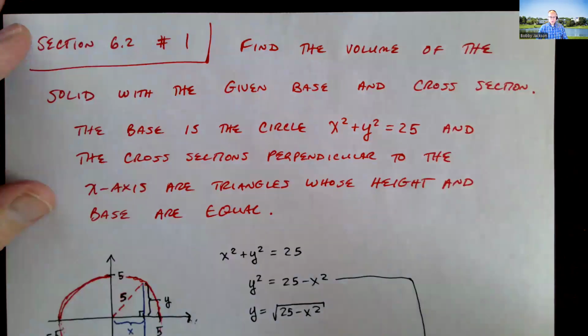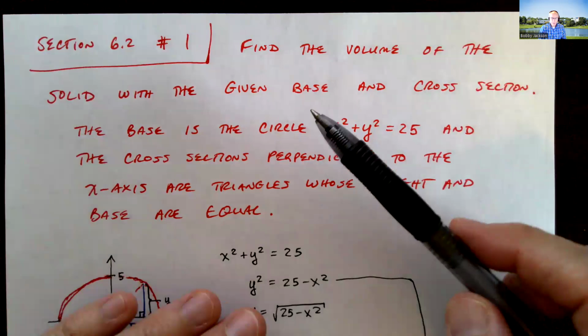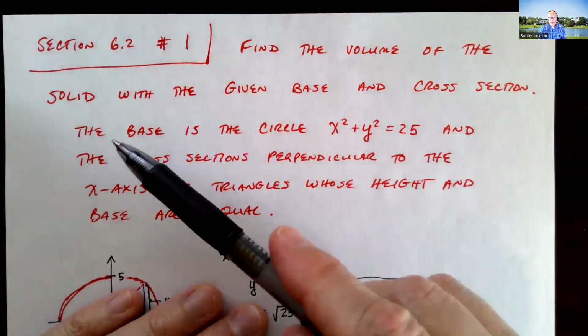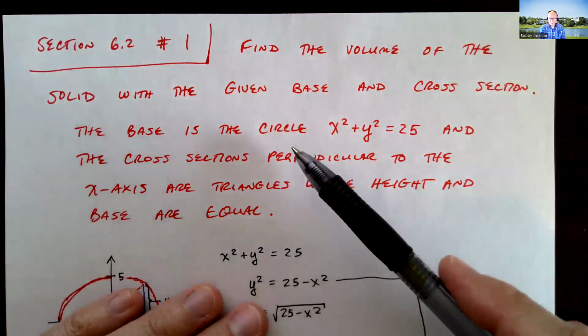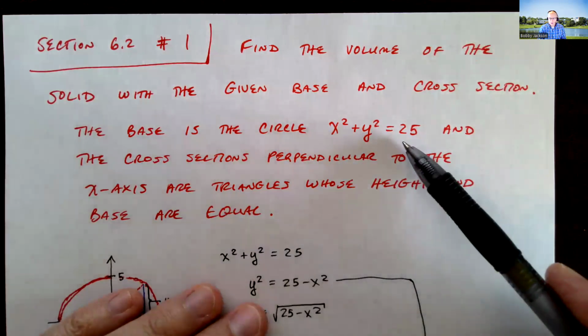Hey everyone, let's take a look at number 1 in section 6.2. We're to find the volume of the solid with the given base and cross section. So the base is going to be a circle. The circle x squared plus y squared equals 25.